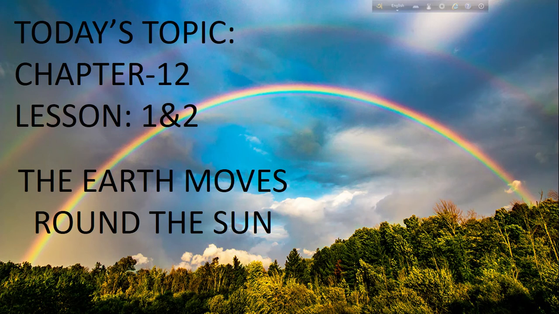Our today's topic is from chapter 12, lesson 1 and 2. The earth moves round the sun. You know what is earth? The earth is an astronomical object that revolves around the stars. Such objects are called planets, and that is our earth. And what is the sun? The sun is a medium size star.